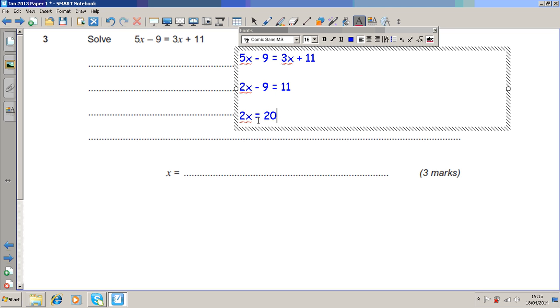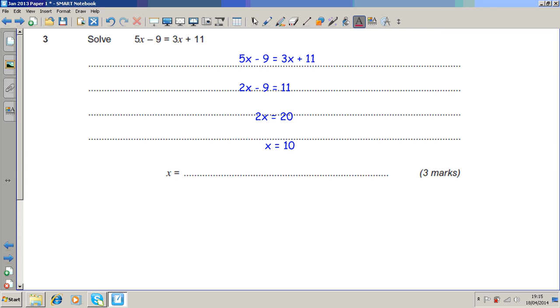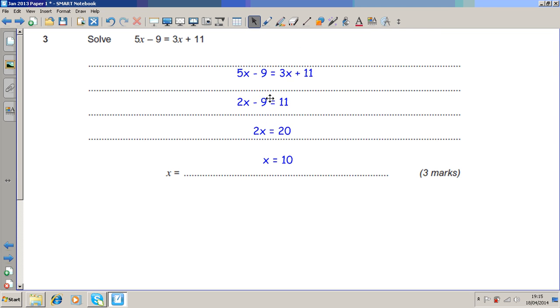2x equals 11 add 9 is 20. And then hopefully then, if we divide them by 2, you get your answer, x equals 10. Now this question is going to come up, okay, so get your head around how to do that, because 3 marks really, which should be something you should be able to do comfortably.